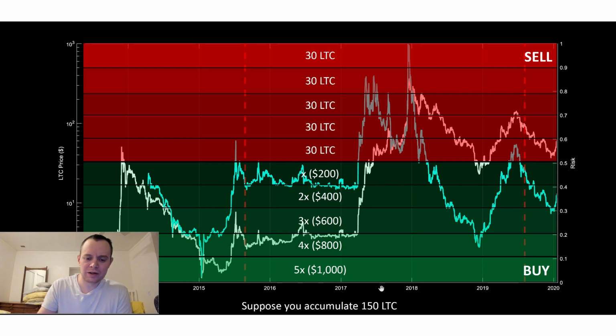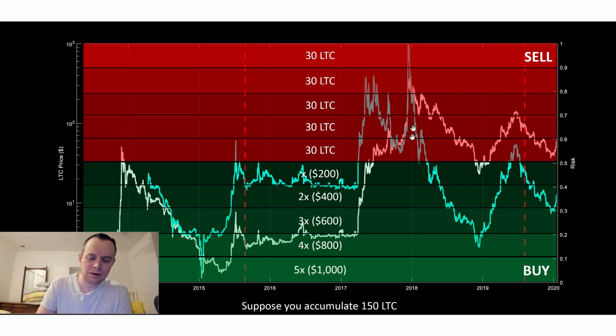So one way you could do this is to suppose you accumulate say 150 Litecoin during this accumulation phase. Then if the risk were to ever get above 0.5, let's say it were to get between 0.5 and 0.6, then you could sell 30 Litecoin, 1/5 of your stock. If it were to get to between 0.6 and 0.7, then you would sell another 1/5, and so on and so forth. And you would keep selling as long as the risk keeps going up.